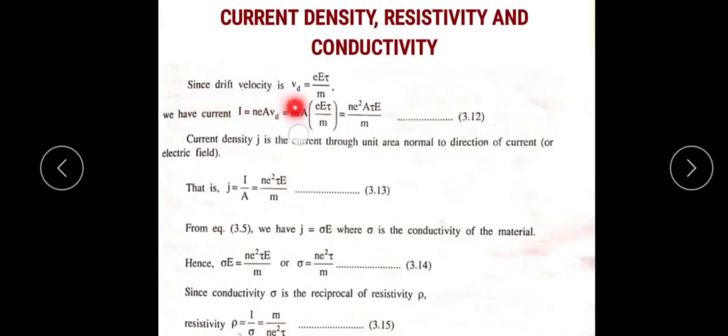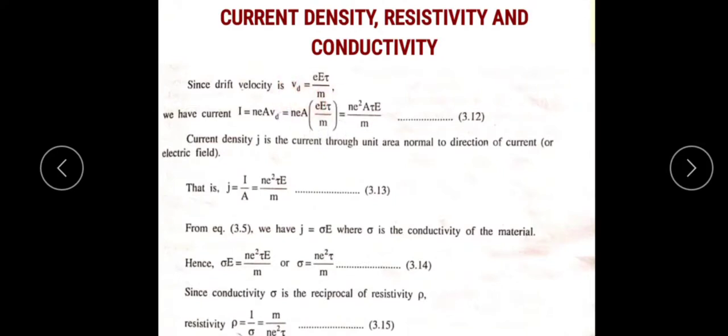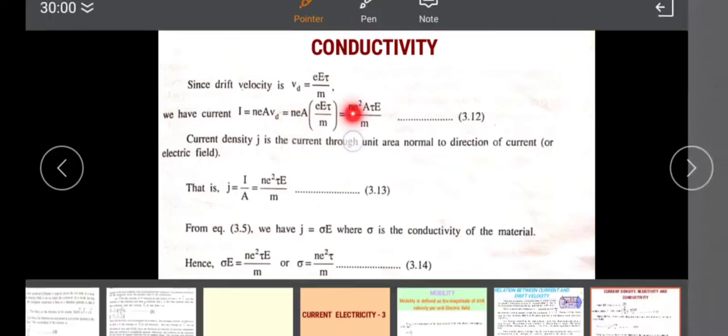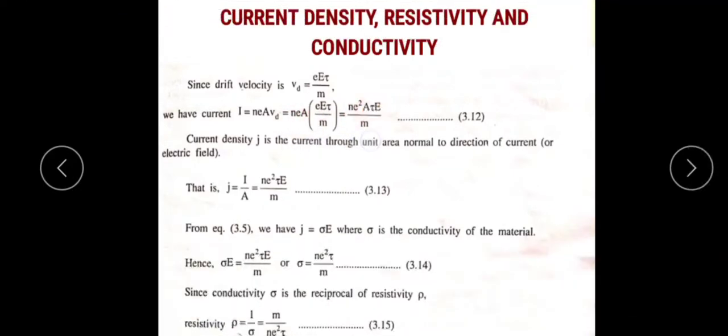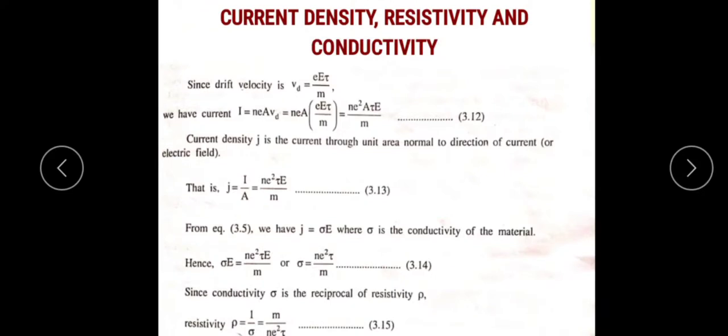The magnitude of the drift velocity Vd is equal to eEτ divided by m. This is the expression for drift velocity. One more relation we have, between current and drift velocity: I equals neA Vd. Substituting Vd equal to eEτ by m, after multiplication it becomes n e squared A τ E divided by m. This is equation number 3.12.